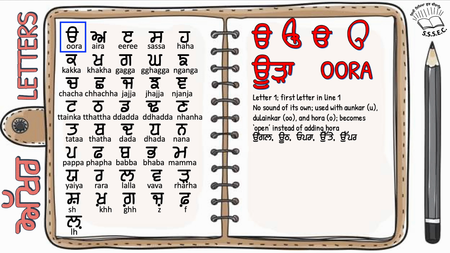And it's the first letter, and it's also a bit of a trickier letter because it has no sound on its own, and it can either be used with onkur, which makes an U sound, with dulankar, which makes an U sound, or hora, which makes an O sound. And when you're using ura with hora, because hora is written at the top, hora would come at the top like this, like a wavy shape at the top of the letter, and that would clash with the top and look a little bit messy. So what happens is the top of this letter becomes open. I'll show you in a little bit.